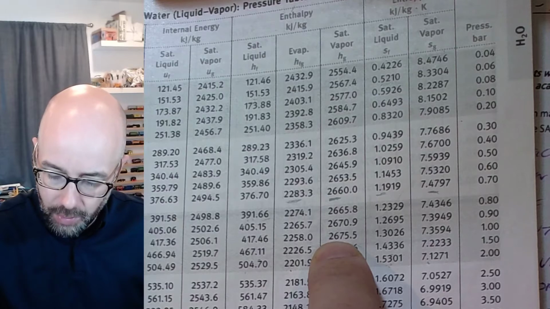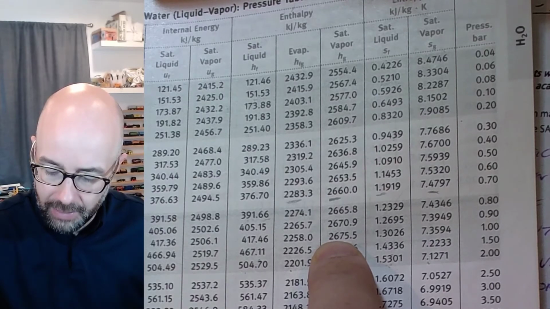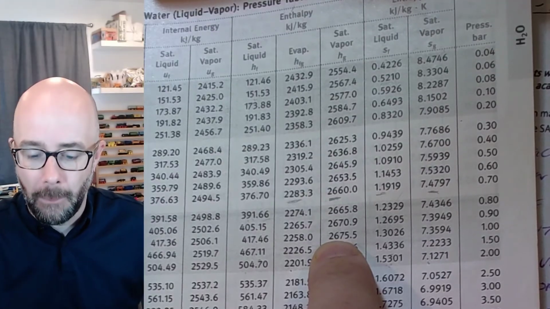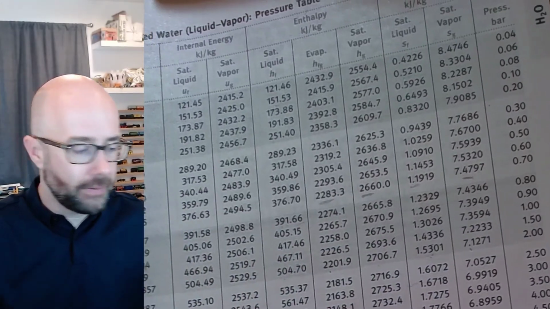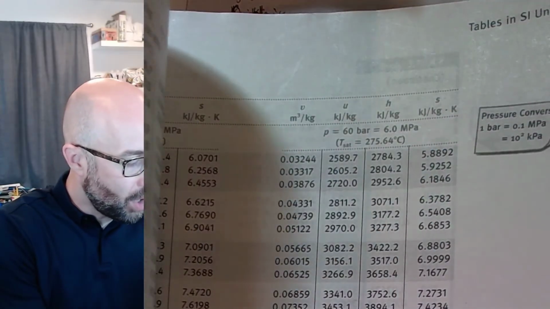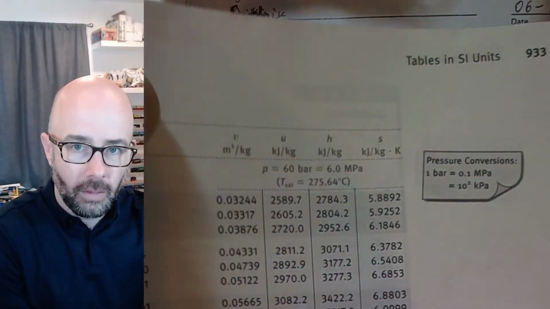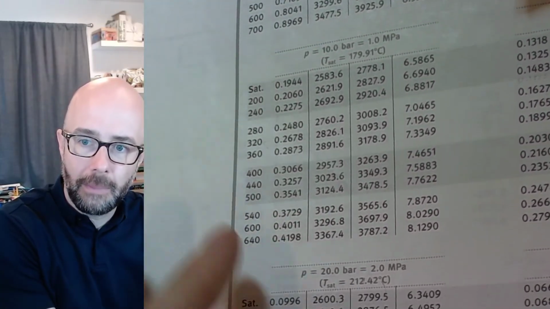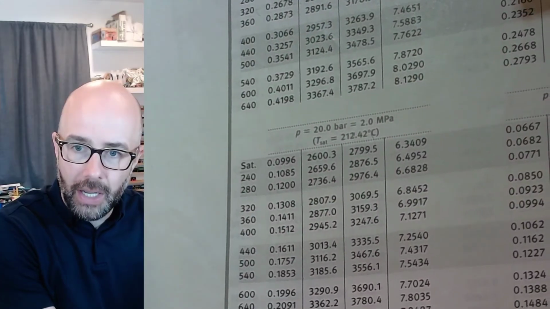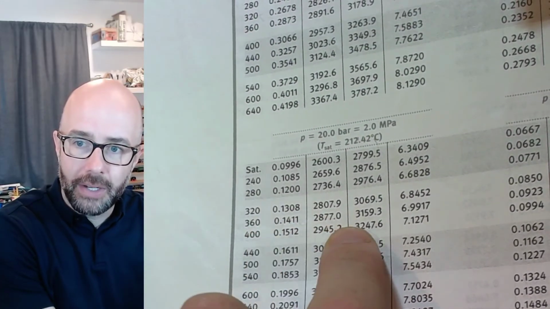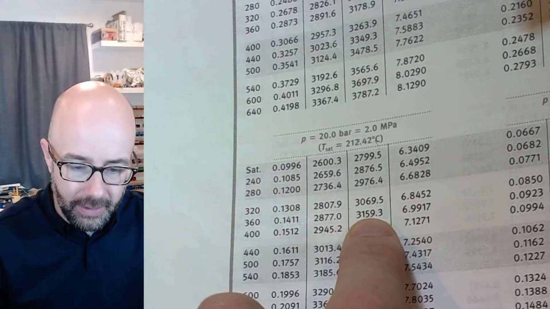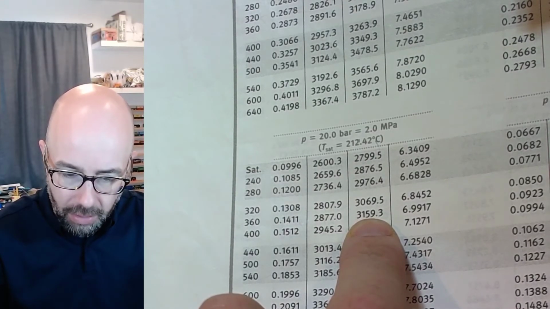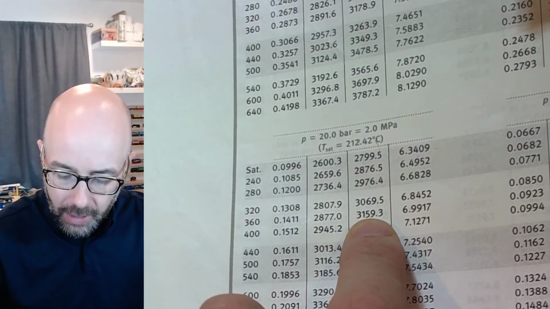2675.5. This is going to be 2675.5 kilojoules per kilogram. Now I have to go look for my superheated vapor at 20 bar. Okay, 20 bar down here, and I'm looking at 360. 20 bar and 360 is going to give me an enthalpy for my first state of 3159.3 kilojoules per kilogram. So that's where I'm setting the state.